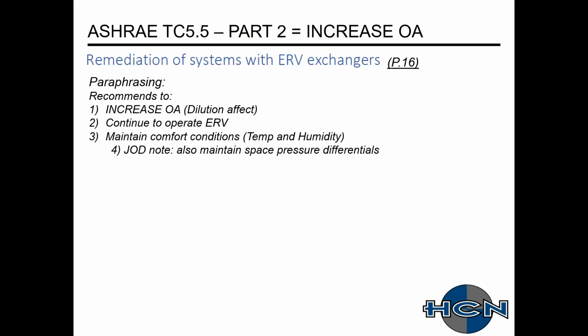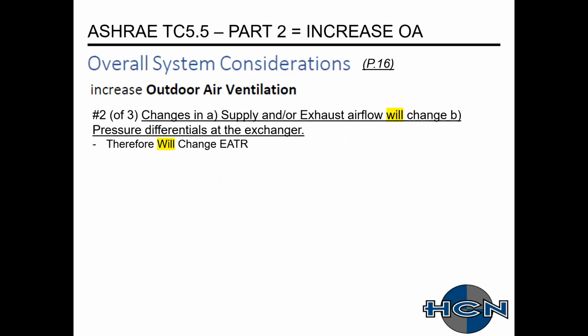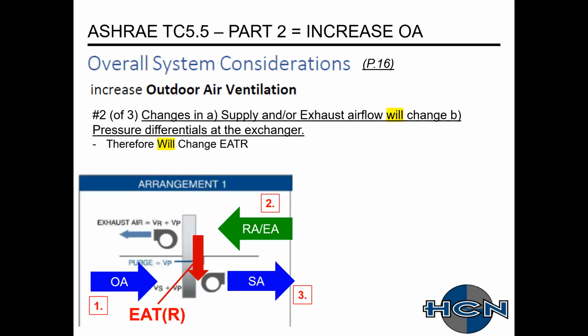And then I just added a note, just to remember, we also want to maintain the space pressure differentials. So overall considerations, number 1, if you want to increase your outside air, you should speak to your equipment manufacturer about the specifications and the performance rating and see if that is possible. Number 2, if you change your supply and exhaust airflow, you will change your pressure differential at the heat exchanger. Therefore, you will change your exhaust air transfer ratio.